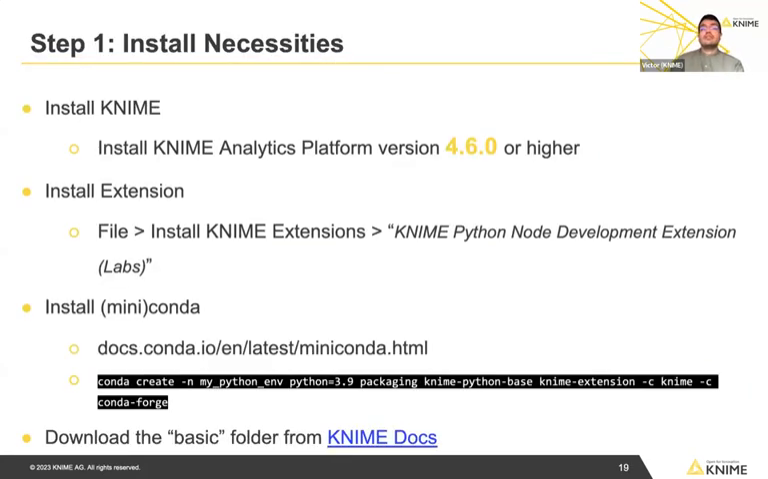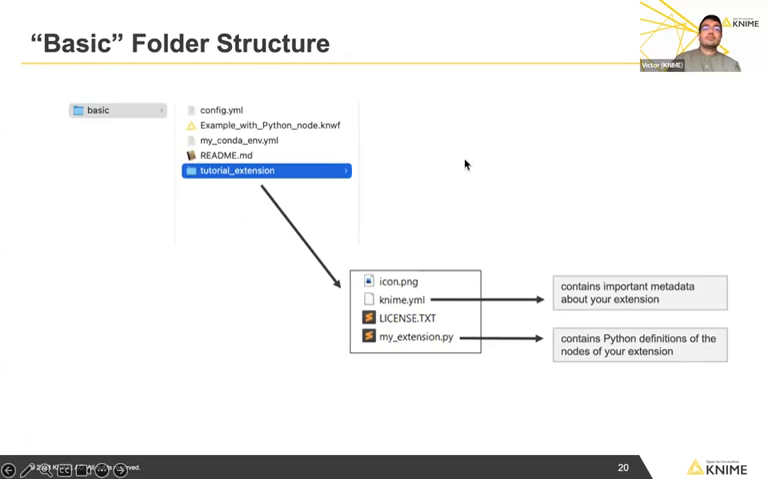So the necessities that we'll need are KNIME. We will need the KNIME Analytics Platform version 4.6 or higher. You will also need another extension. This one is for the Python node development. And you will need some form of conda. Finally, you'll download the basic folder, which will give you a template for how you will go ahead and build out your own node. So in the basic folder, there are many different items. For instance, in the tutorial extension, you can find the myextension.py, which will actually be the script that you'll be using, and that will connect with your KNIME node.